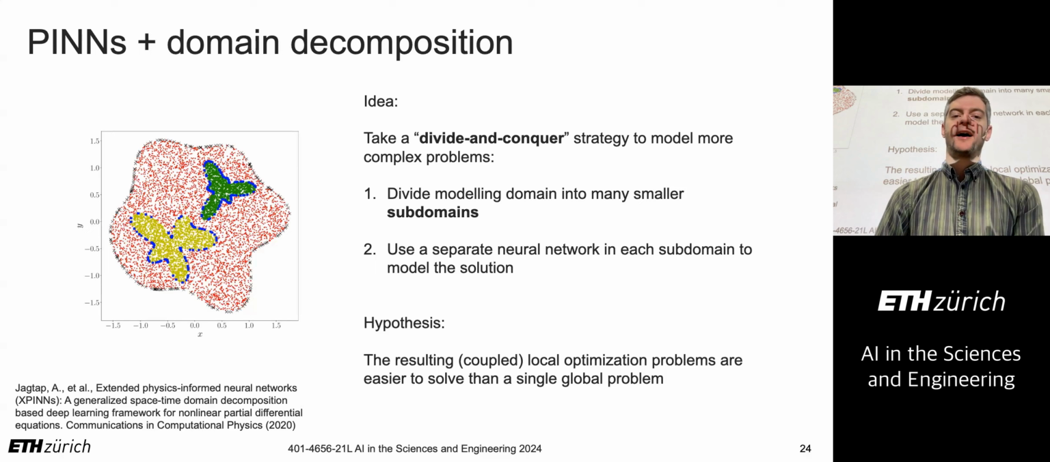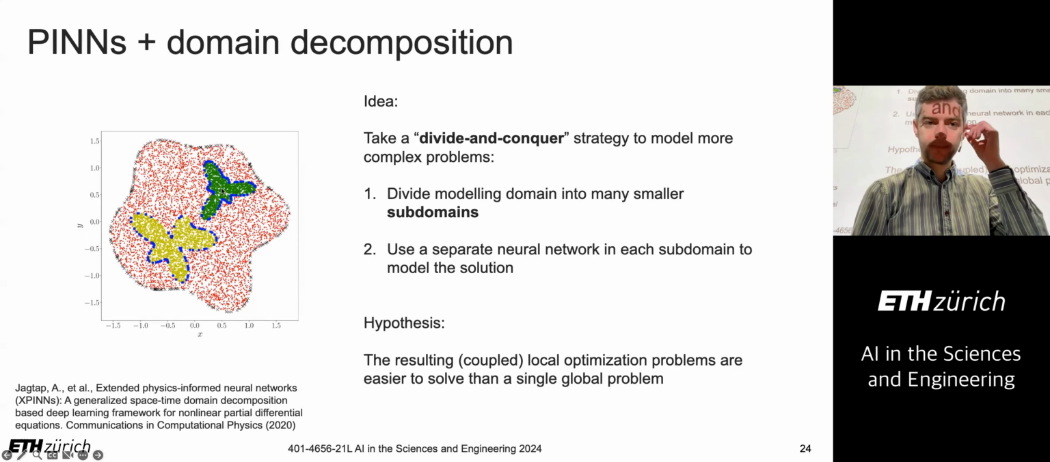So what is the exact divide and conquer approach that we would use? Well, this idea is to divide the modeling domain, so the whole solution domain, into many different subdomains. And then instead of having one single network that represents the solution everywhere, we place a separate neural network in each subdomain of the solution. So for example, here we would have a neural network that learns the solution in this red region, another one in the yellow, and another one in the green region.